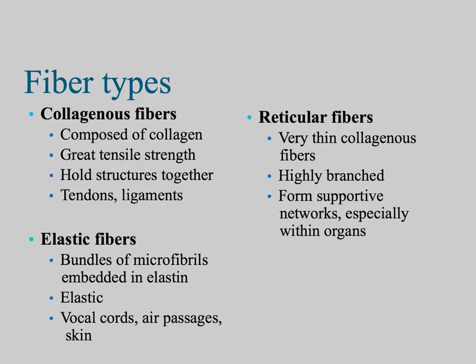So the fibroblasts produce different kinds of fibers. The three most important fibers are collagenous fibers, which we tend to abbreviate and talk about as collagen, which has a great deal of strength and is involved in holding structures together. Two examples of collagenous fibers are tendons and ligaments.